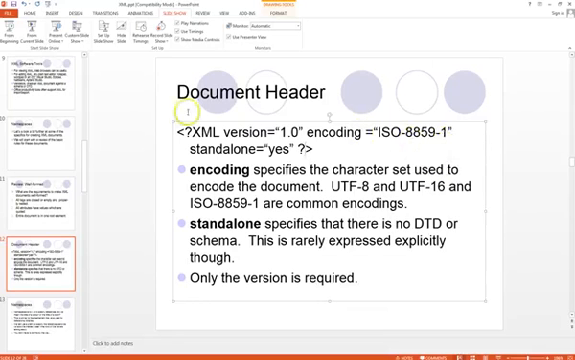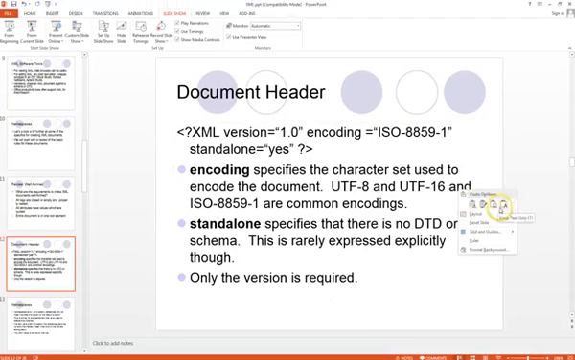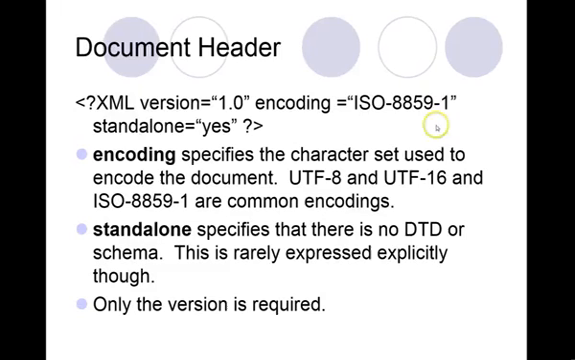In this case, we have an encoding of ISO 8859-1. That's a European character set that allows for umlaut characters and acute characters and graves and things like that. I use that in my Norse work. More common, we're going to have UTF-8 or UTF-16.